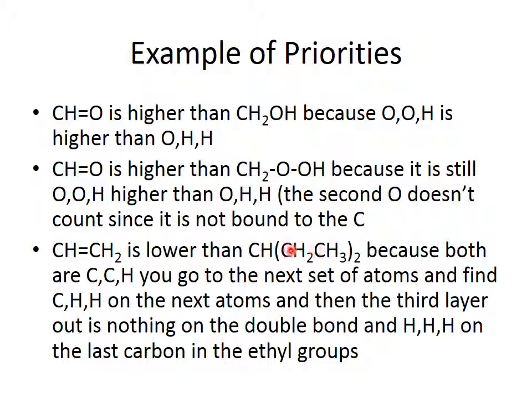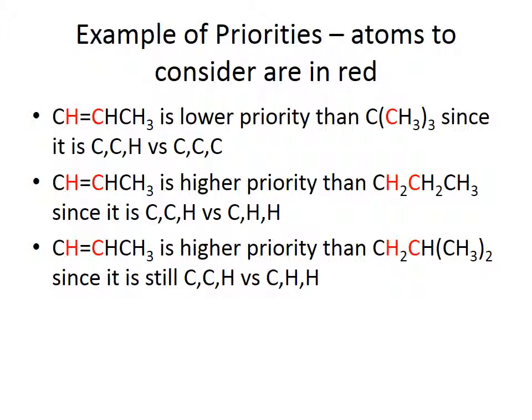And here, if I look, the next one out is carbon, hydrogen, hydrogen. It's the same as this one. So we have to go even further. And what you find is on the last carbon, you have hydrogen, hydrogen, hydrogen, and you don't have anything out here. So this is lower priority than this group.